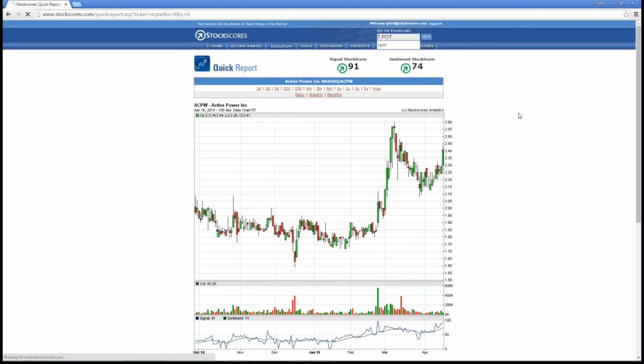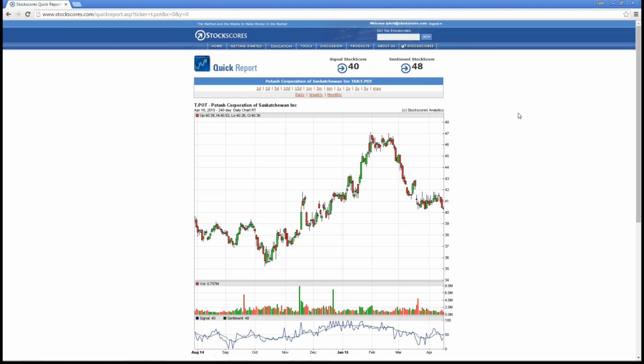Let's take a look at Potash Corp. This is a stock to avoid. The tops are falling. That's a sign of pessimism. Sentiment stock score has fallen below 60. And so this upward trend line was broken in early March, and it's been suffering ever since. And so I would let it go and leave that one alone.